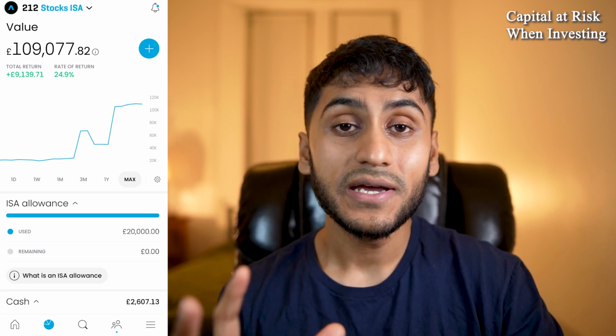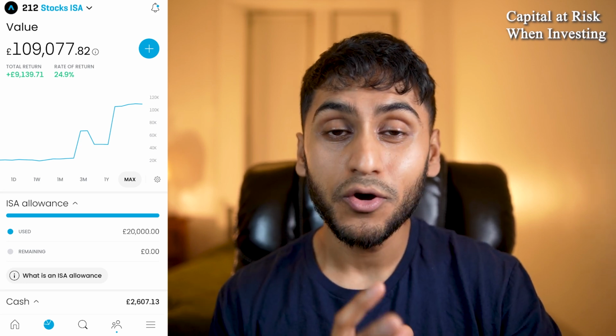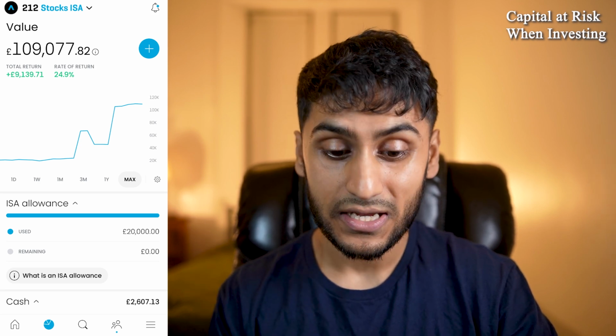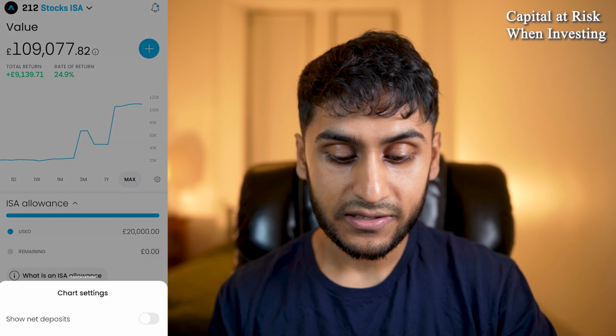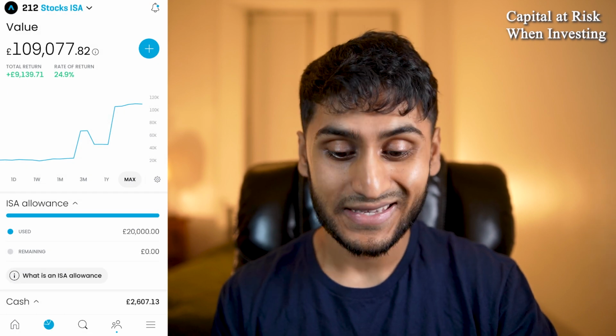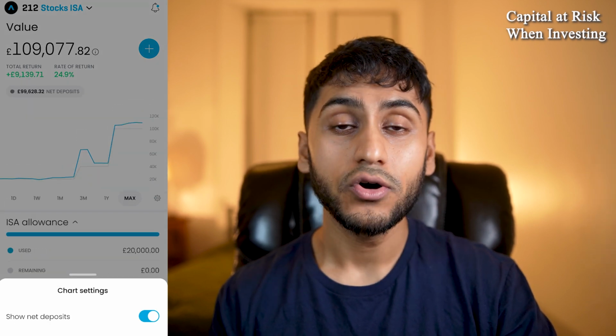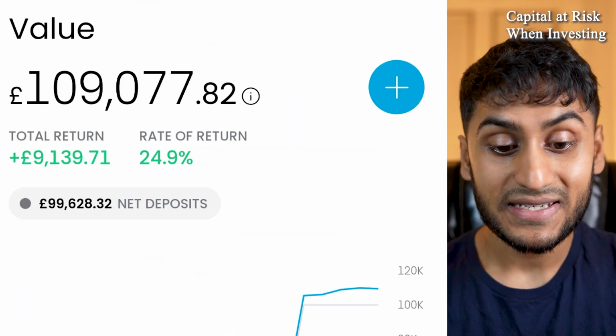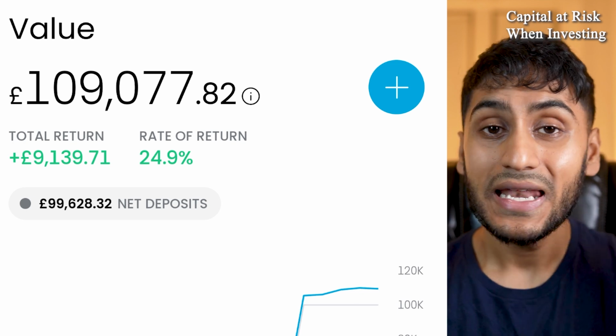And now here in my stocks and shares ISA, there is no manipulating the data as you can't get free shares in your stocks and shares ISA. I'm also going to add the net deposits option here. So all you have to do is press the settings bar over here and then toggle show net deposits. So as you can see, my net deposits have been £99,628. Let me explain this.